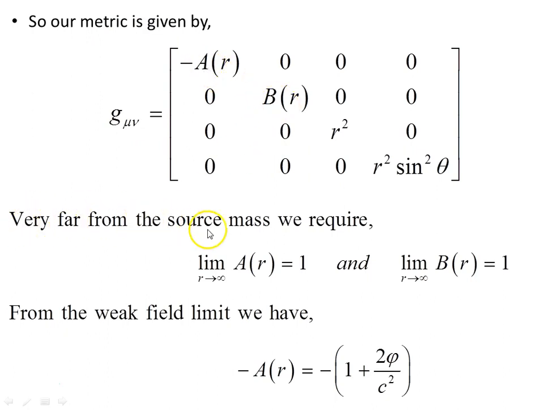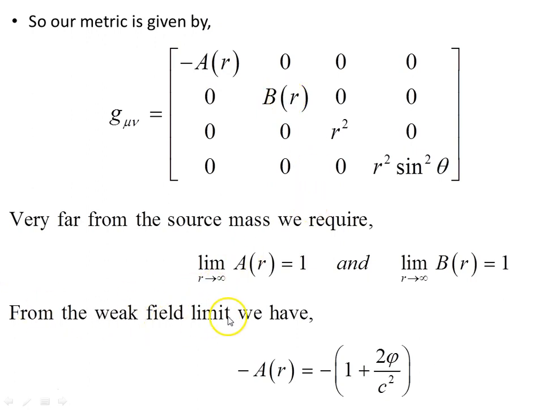Alright, now, very far from the source mass, a long way from the source, we'd expect these and these to go to 1 in the limit as r approaches infinity. So this metric approaches the Minkowski metric in the limit as r goes to infinity. So a long way from the source mass, we expect this to go to the Minkowski metric, so they should reduce to -1 here and 1.